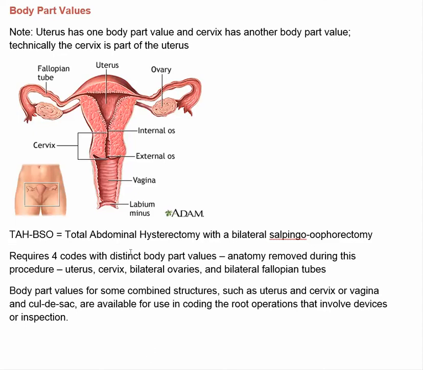It can be documented as a total abdominal hysterectomy with a bilateral salpingo-oophorectomy. That means the woman has had the removal of her uterus, her cervix, both of her ovaries, and both of her fallopian tubes. It also can be abbreviated as TAH-BSO.